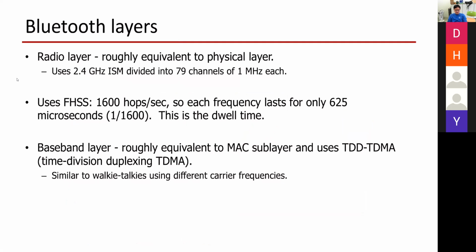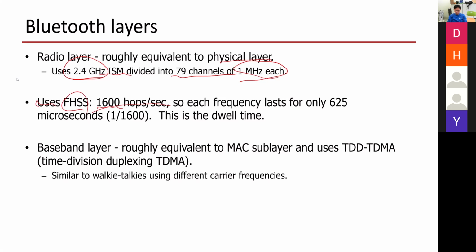Okay, so the Bluetooth radio layer is roughly equivalent to the physical layer. It uses the 2.4 ISM band and divides it into 79 channels. The bandwidth is very small, 1 megahertz, and it uses FHSS with 1,600 hops per second.